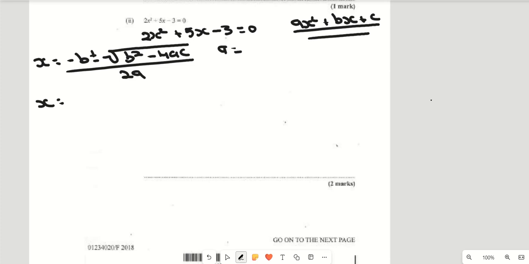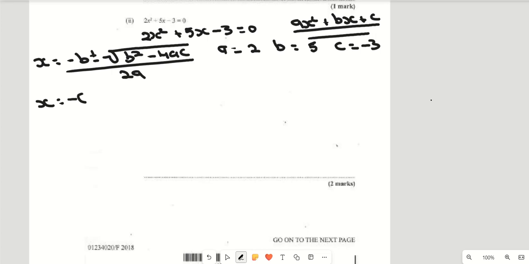A is your coefficient of x squared, which is 2. B is your coefficient of x, which is 5. Let's look at the sign in front of it as well. It's plus 5, but 5 and positive 5 are the same thing. And C is not just 3. What is the sign in front of 3? Negative, so it's negative 3. Right, so now that we know that, we can put this in.